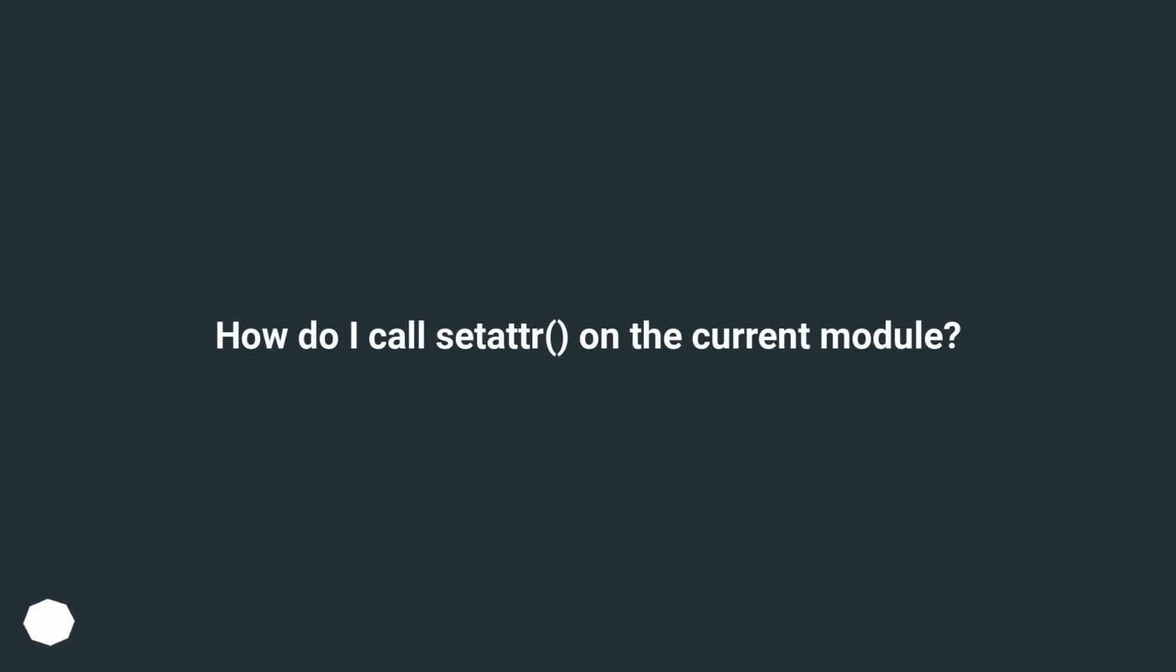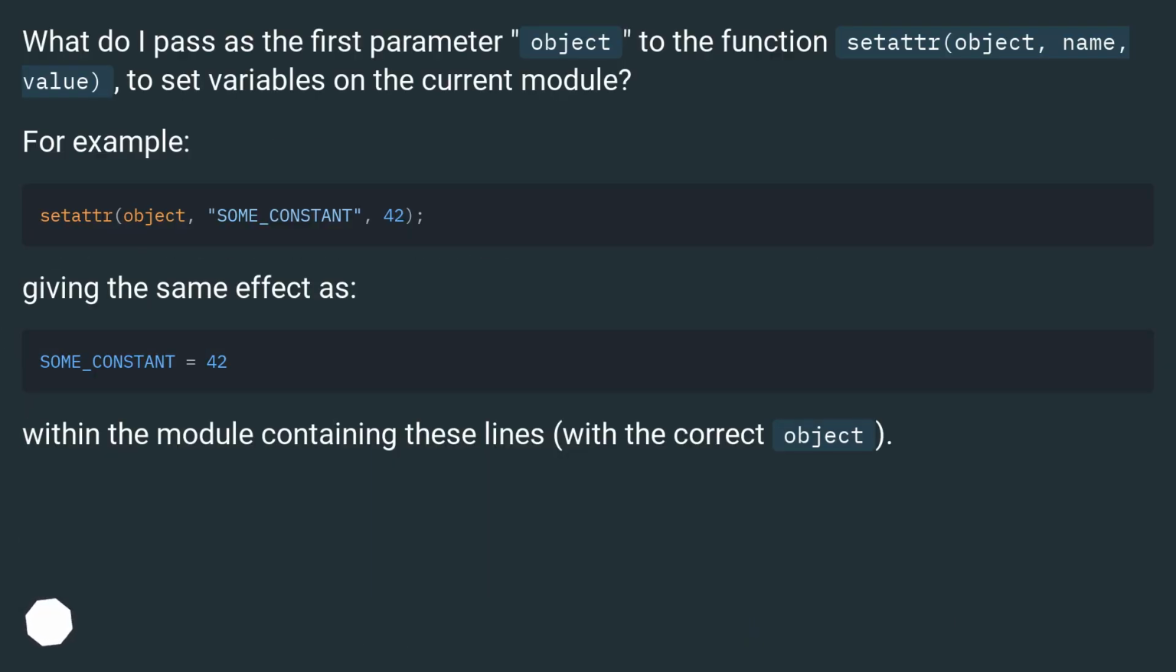How do I call setattr on the current module? What do I pass as the first parameter, object, to the function setattr(object, name, value) to set variables on the current module? For example, giving the same effect as the following, within the module containing these lines, with the correct object.